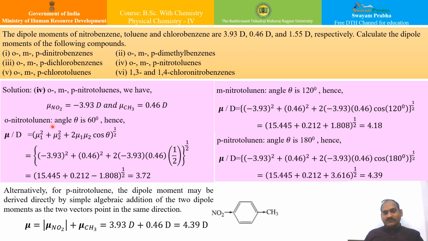The position of the nitro group is. So in the case of orthonitrotoluene, the angle between the two bond moments, that is, the two bonds, is 60 degrees, and therefore I can use this formula.